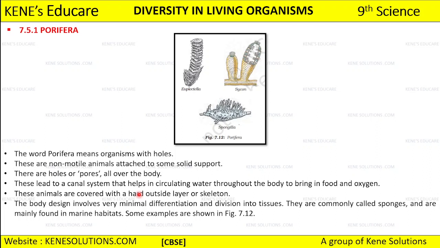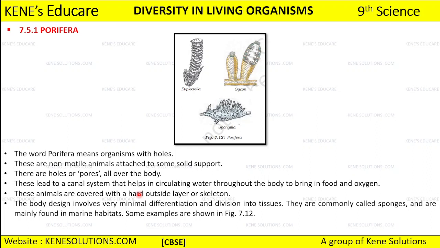Their whole body is covered with a hard outer layer of skeleton, and the body design involves very minimal differentiation and division into tissues. So if you look at the body division of these animals, their whole body design has minimal differentiation as well as division into tissues. They are commonly called sponges, and they are mainly found in the marine habitat. Where can we find these organisms with holes? We can find them inside the marine habitat, and we call them sponges.